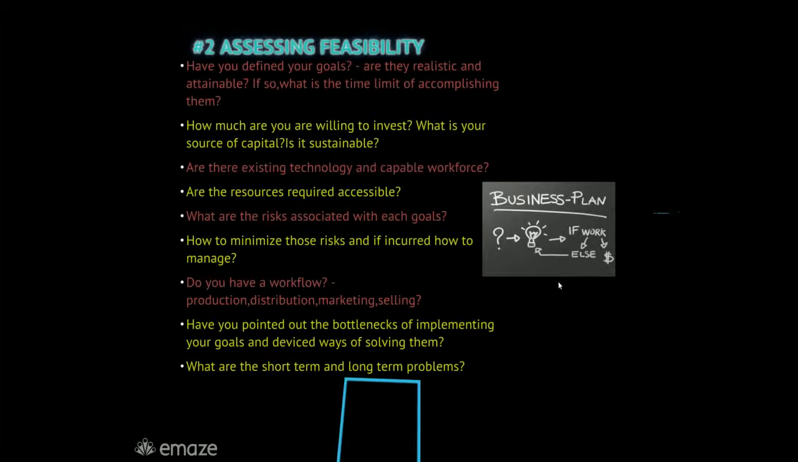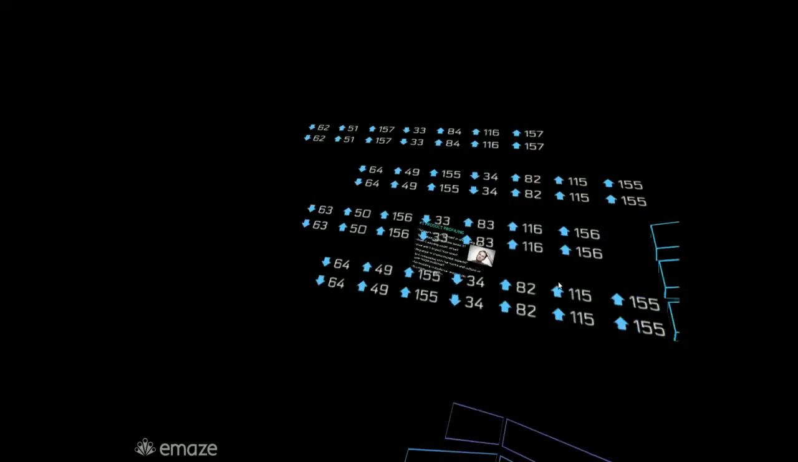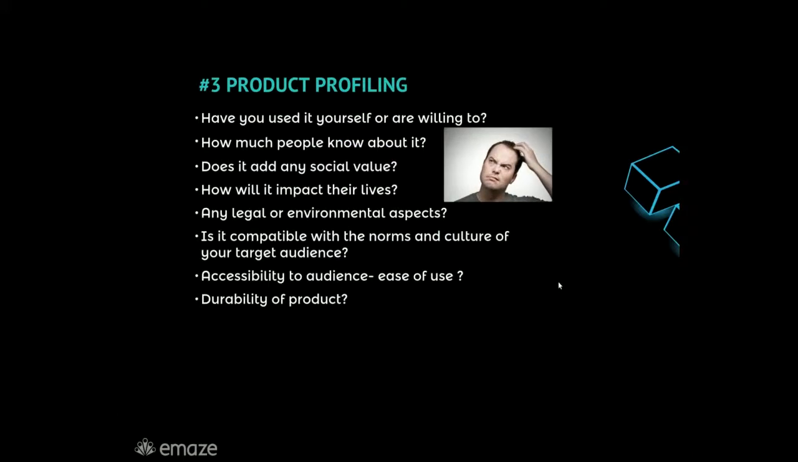Step 3 is what I call product profiling. A wise seller would sell something he would buy himself if given. If you want to sell something, you must be passionate about your own product. If you're unsure about your own product, how do you expect others to believe in you? So be truthful to yourself. So ask, have you used it yourself or are you willing to?